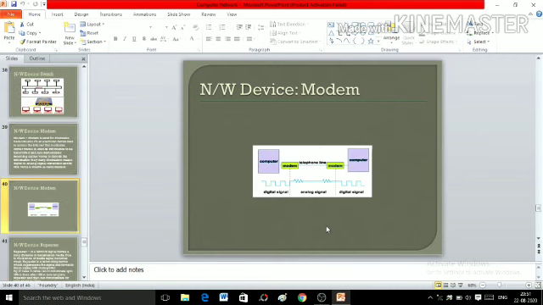Everyone knows that in a computer system signals travel in digital form, but across a telephone line or any other communication media they travel in analog form. That's why there is a need for a modem, which converts digital signals into analog signals and analog signals into digital signals.